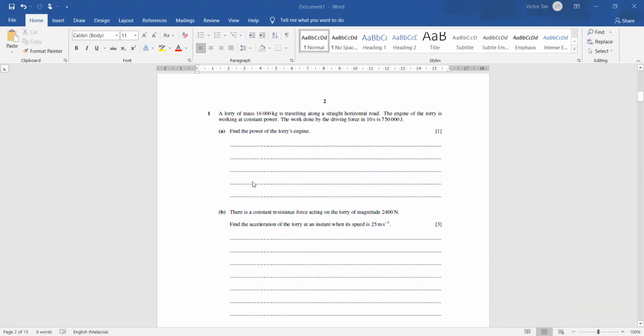A lorry of mass 16,000 kilograms is traveling along a straight horizontal road. The engine of the lorry is working at constant power. The work done by the driving force in 10 seconds is 750,000 joules. Find the power of the lorry's engine.